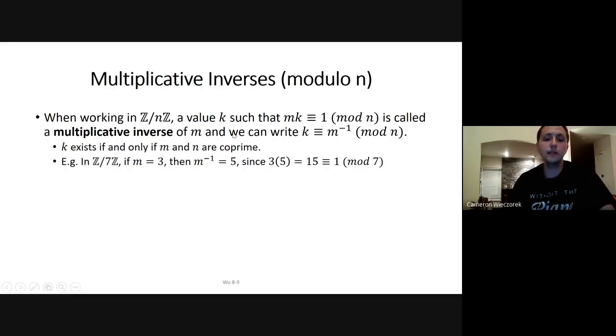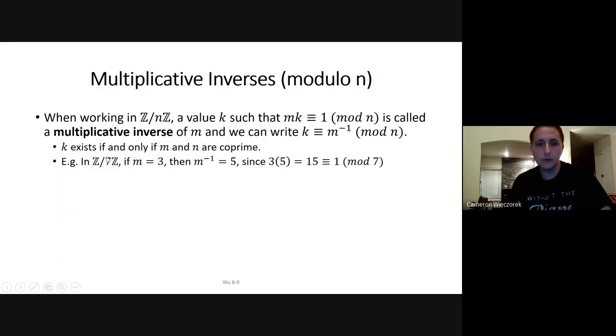It has to do with the idea of a multiplicative inverse working mod n. Just as a reminder from number theory or abstract algebra, when you're working in Z mod nZ, a value k such that the product of m and k is congruent to 1 mod n is what we call a multiplicative inverse of m. And we can write k as m inverse, working modulo n. Note that k only exists if m and n are co-prime, so they can't share any factors in common.